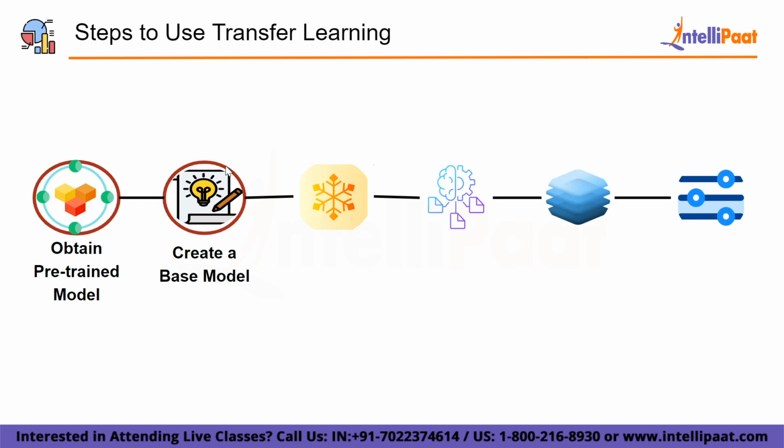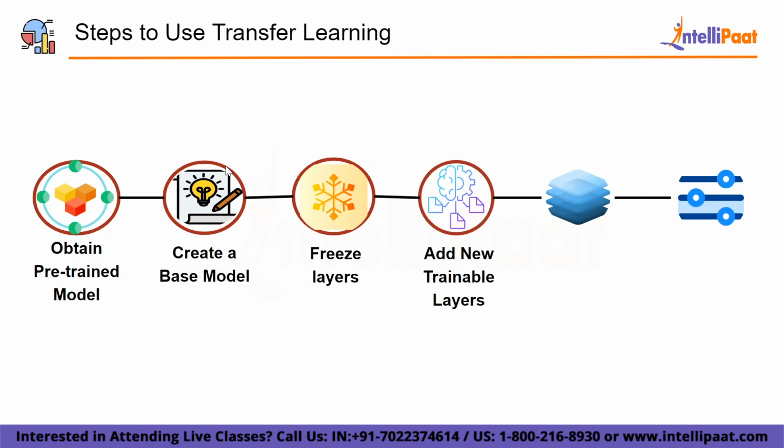So then we can move on to the third step, which is freezing layers. When we freeze the layers, it means that the weights of those layers will remain unchanged and not be updated during training. By doing so, we ensure that the pre-trained model's learned features, which are stored in the frozen layers, are retained and not modified.